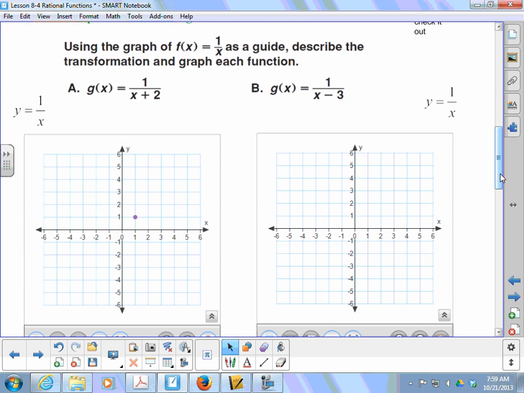So here we have the graph. We're going to use the graph of 1 over x as our guide and describe the transformation and graph each function. So we have g of x equals 1 over x plus 2. The thing we're always going to want to do is define what h and k are. That should be the first thing you write down: h equals this and k equals that.